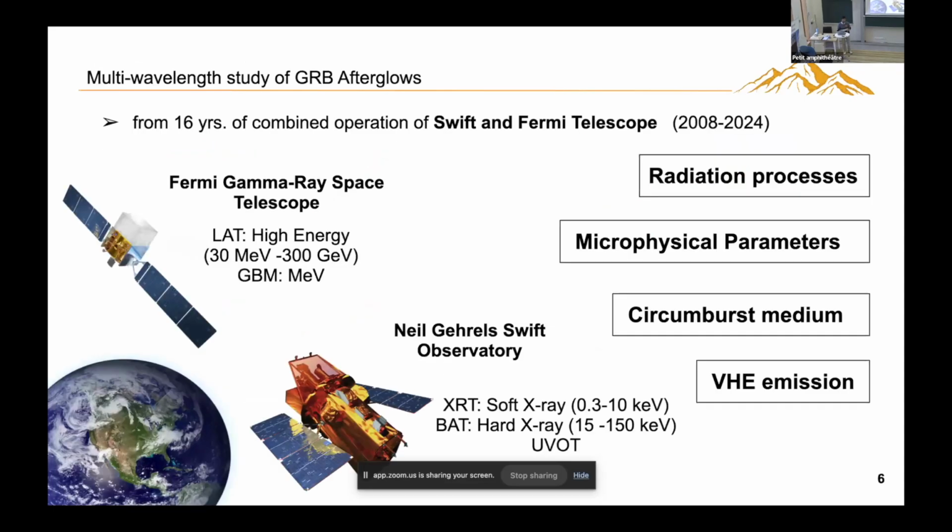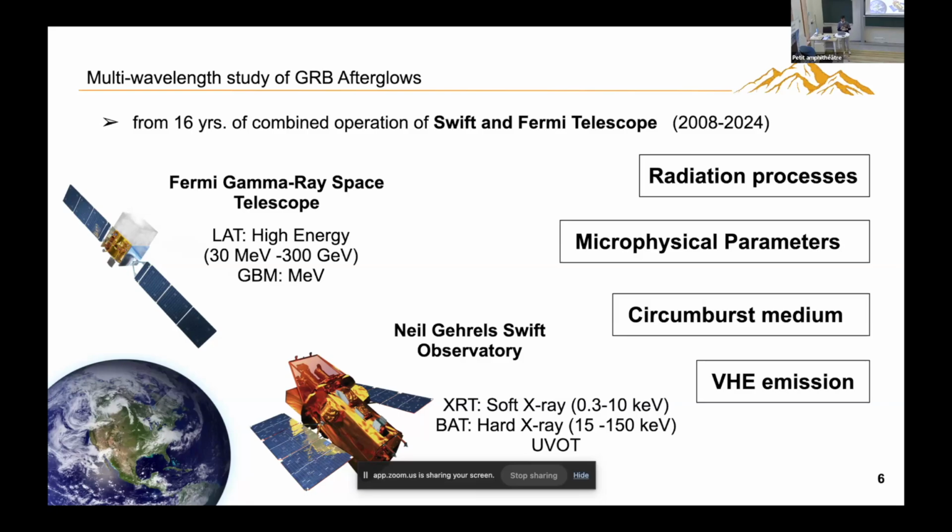So what I did is a multi-wavelength study of GRBs having afterglows observed by the Fermi LAT in the GeV energy range. For that, I used the publicly available data from Swift and Fermi across 16 years of operation, from the start of Fermi operations till 2024.